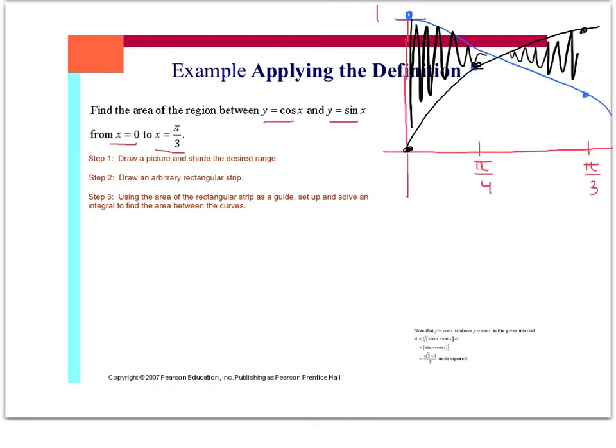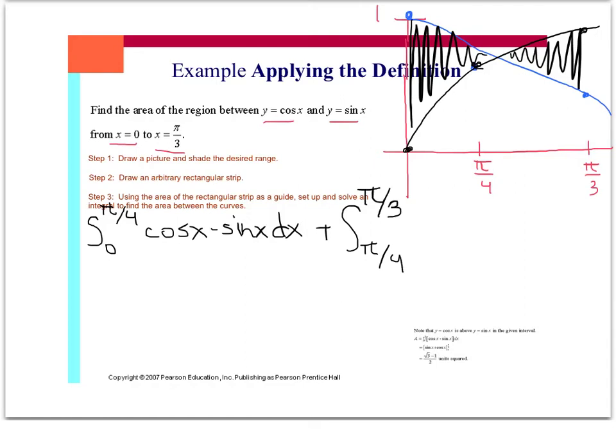Okay, so actually we have two integrals here. So the first integral, the boundary goes from 0 to pi-fourth. And then you ask yourself, what is the upper limit there? Well, there it's cosine of x. And then we're going to subtract sine of x in respect to dx. Now, look at the second integral. Now here it's from pi-fourth to pi-third. Now what is the upper function there? Well, now it changes. The upper function is actually sine of x. And then the lower function is cosine of x in respect to x.